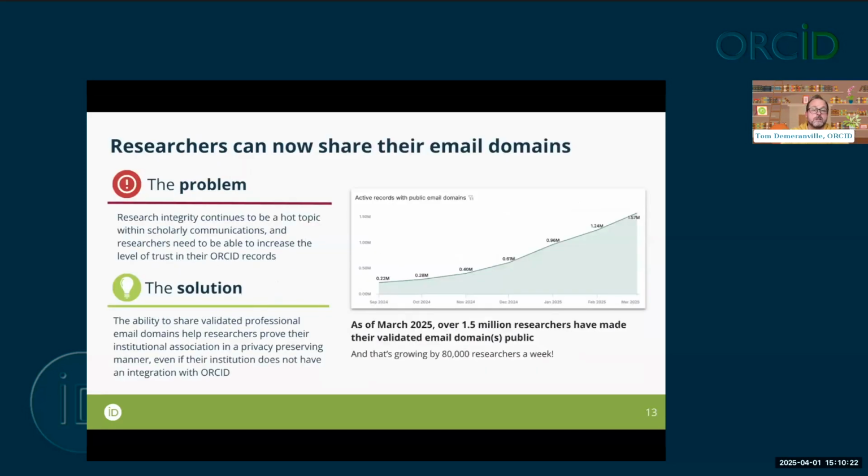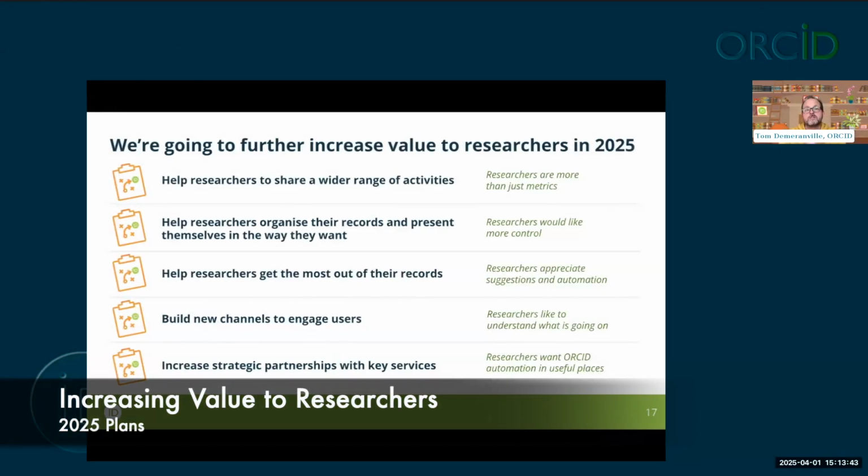One of the other major things we did was to enable researchers to share their email domains, and specifically their institutional email domains or the professional email domains. Researchers would like to be able to add trust to their records so that people can be confident in what they have on their ORCID records. And email domains are one way of doing this. We put this in.